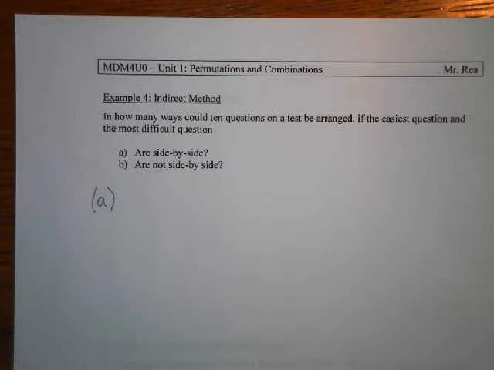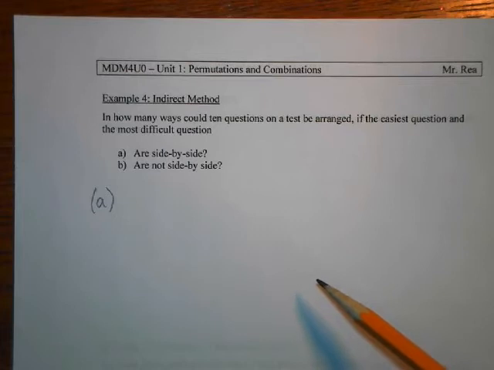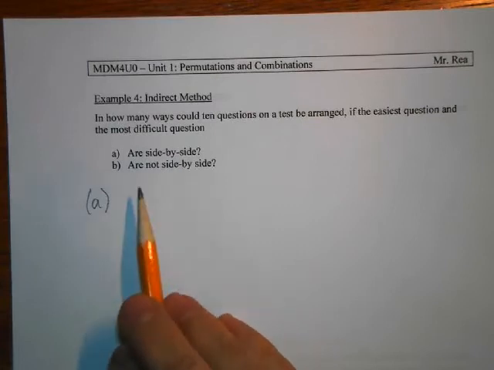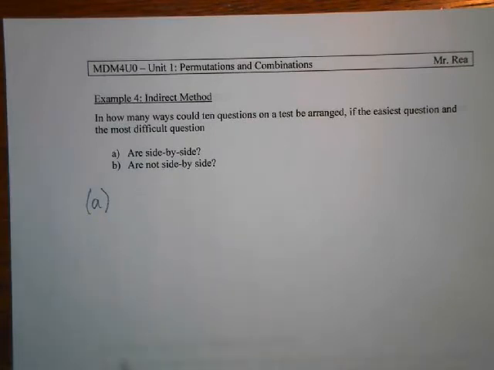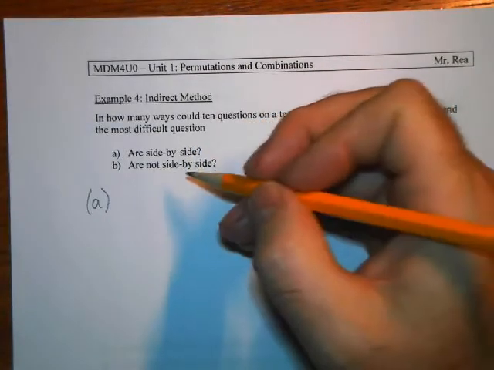Okay, so when you first think of this, it might seem a little tough. You might be thinking of all sorts of diagrams, but the best way I think of considering this question is, if the easy and hard questions have to be together, let's kind of glue them together as one question.